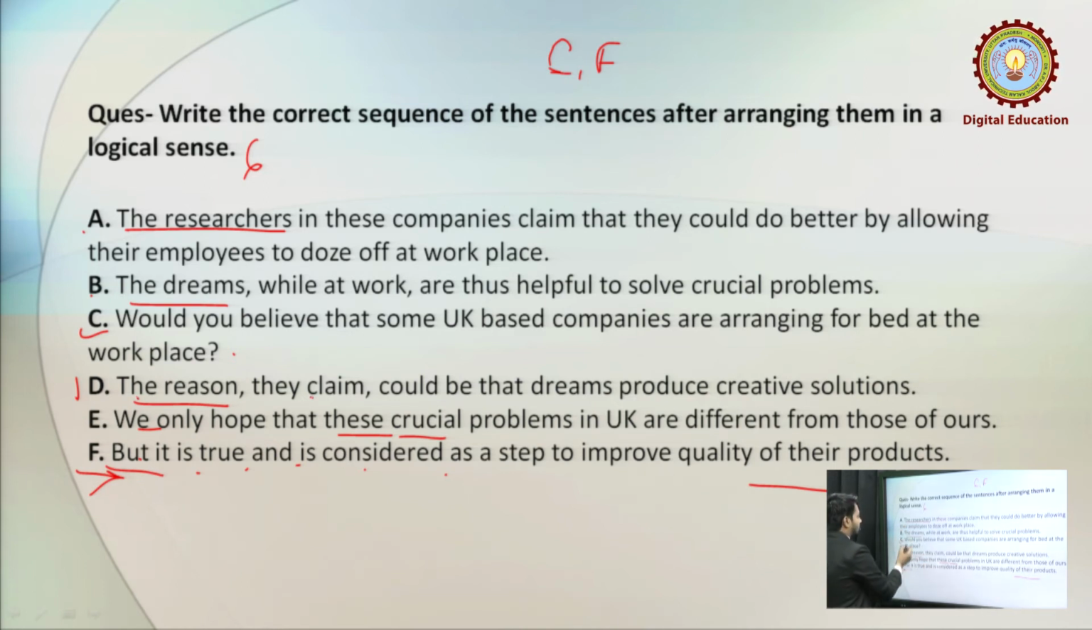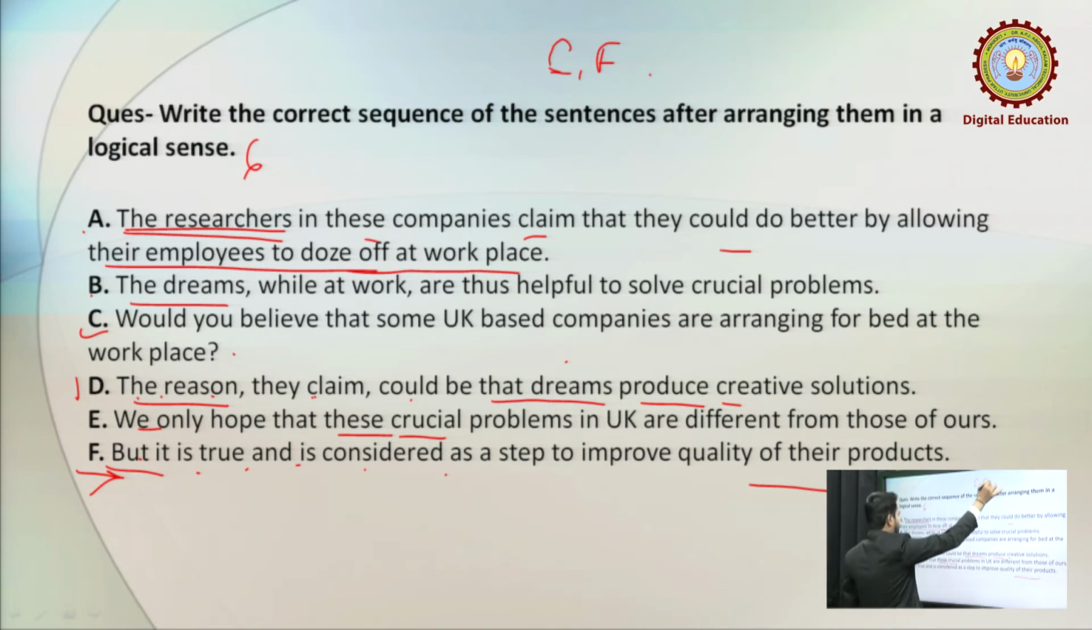for example, it is giving an example, the researchers in these companies claim that they could do better. Here in this sentence, the reason they claim could be that dreams produce creative solutions. First of all, you take sleep and then dreams come. So you will have to sleep, doze off for the dreams to come. Then the sequence will be A: the researchers in these companies claim that they could do better by allowing their employees to doze off at workplace. So what is the reason they are allowing you to doze off? The reason, D.